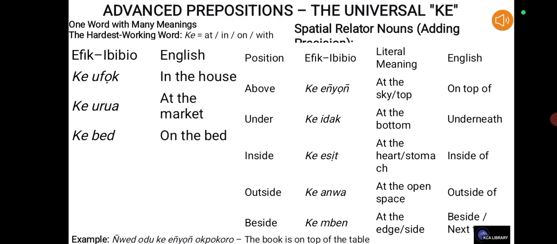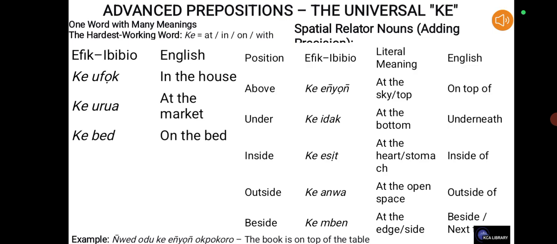Advanced prepositions, the universal ku. One word with many meanings. The hardest working word, ku equals at slash in slash on slash with. Special relator nouns, adding precision. Example, enwed odiyuku enyon okpekoro, the book is on top of the table.